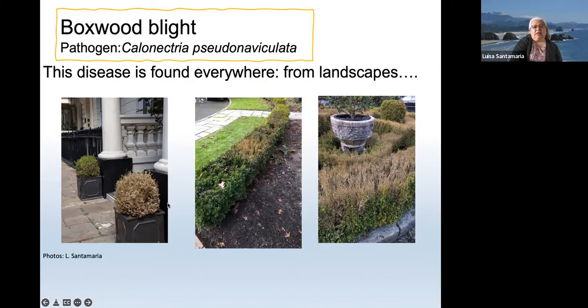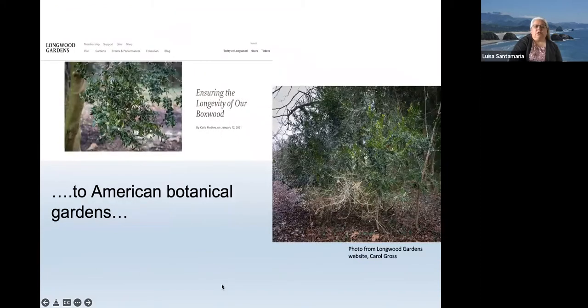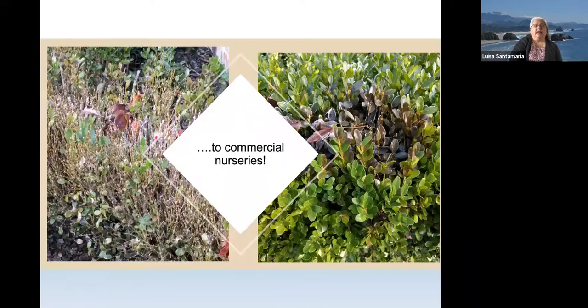These are some pictures from England on the left, and on the right here in Oregon. This disease has also reached American botanical gardens like Longwood Gardens in Delaware, where you can see the damage of the disease in boxwood plants. They were really concerned because those were cultivars that had been there for more than two decades and then got infected.